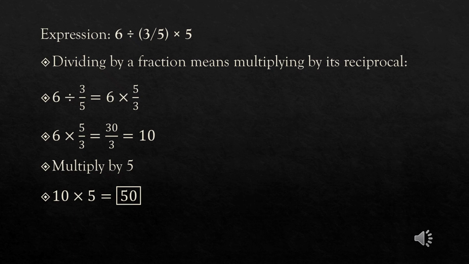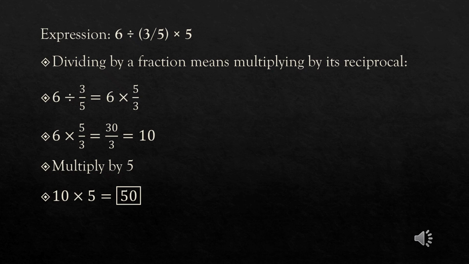Here's an important rule to remember. Dividing by a fraction means multiplying by its reciprocal. That means 3/5 flips and becomes 5/3. Now we multiply 6 by 5/3. 6 times 5 gives 30, and 30 divided by 3 gives 10.